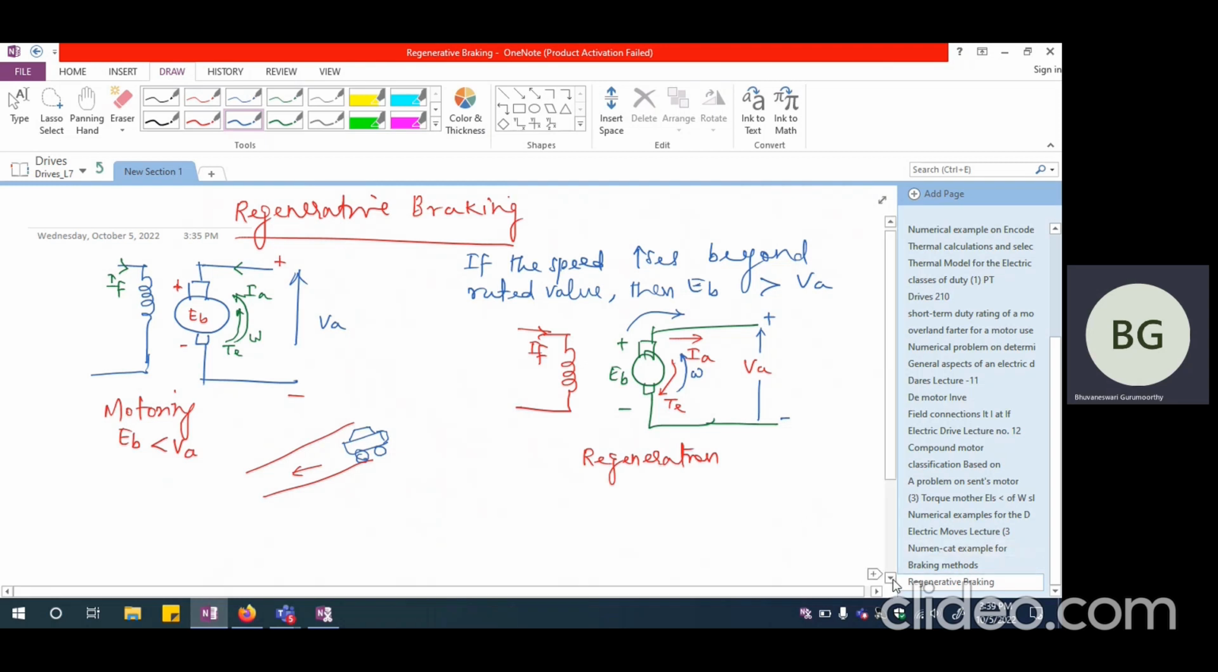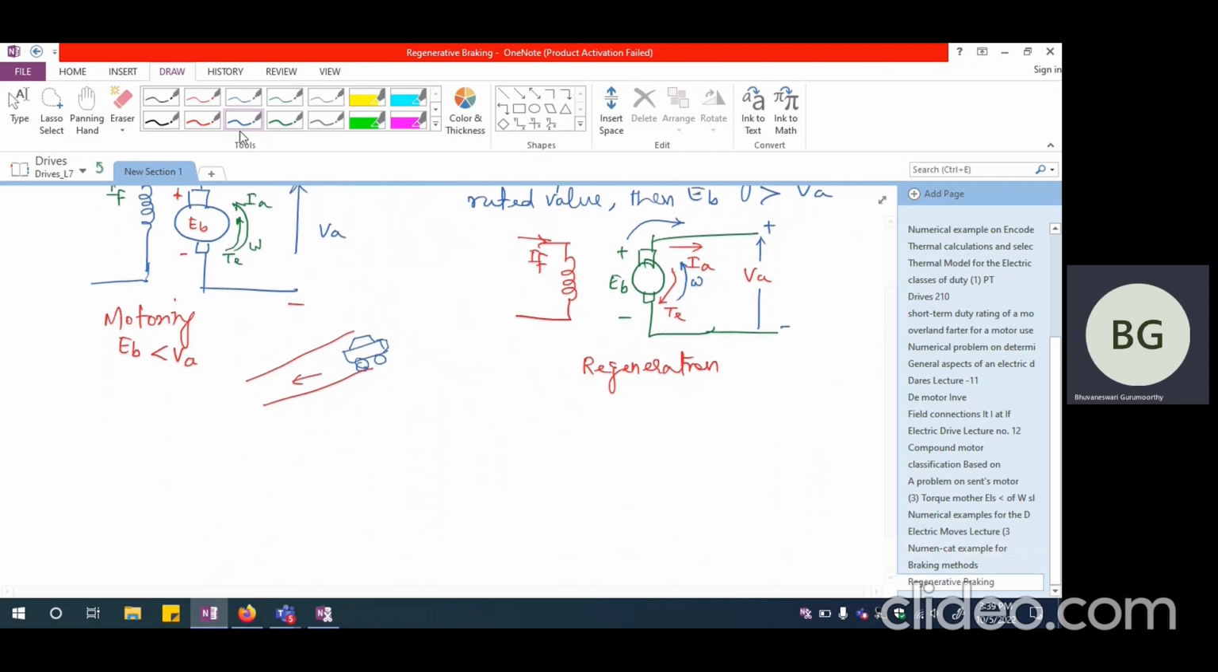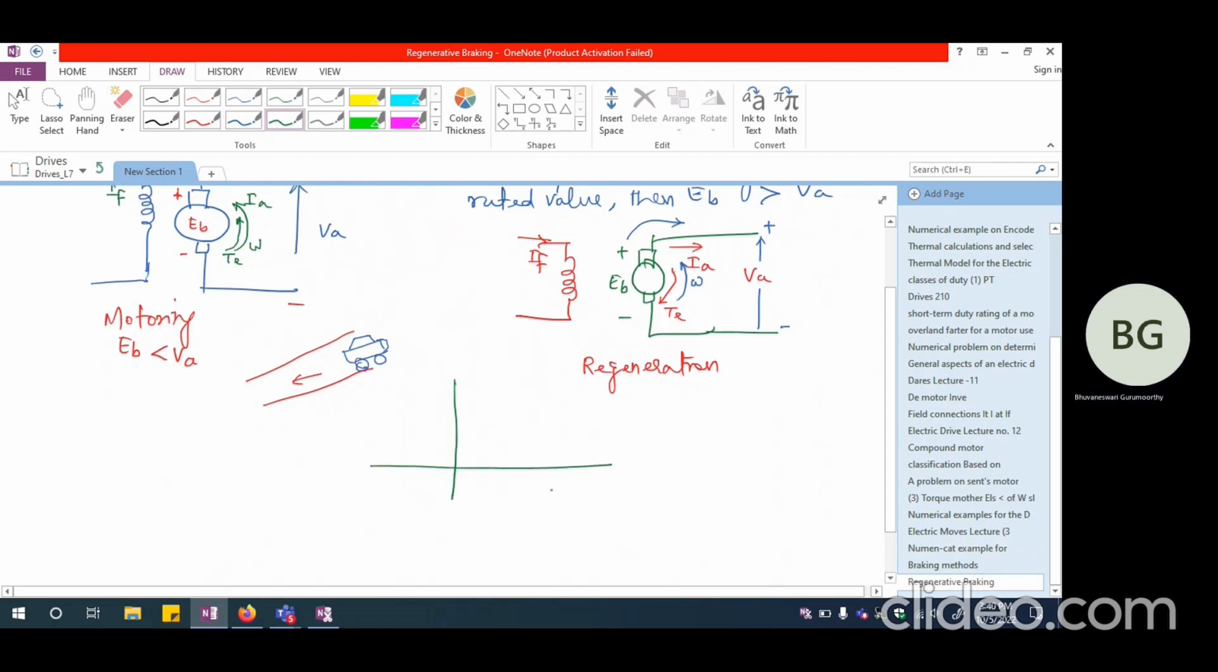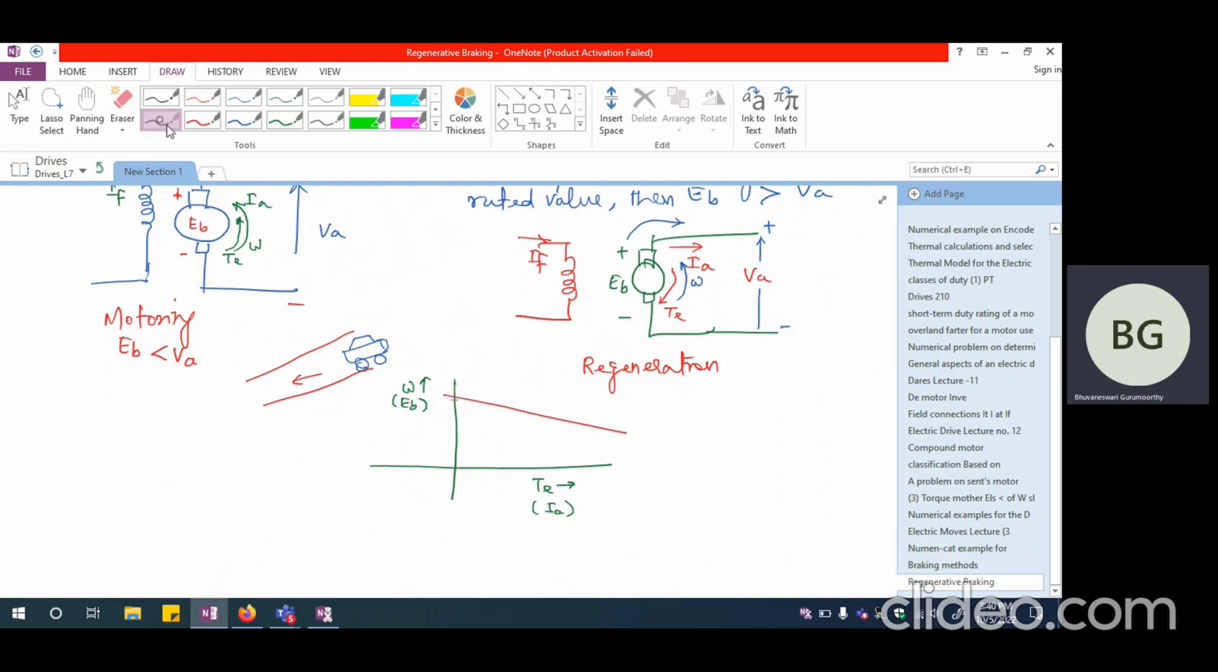So if I try to show exactly how the characteristics are going to be, let us say this is TE and this is omega, which is also indirectly back EMF, and TE is indirectly IA. So the normal operating condition probably is something like this. So probably here the motor is operating. This is the operating point, which is corresponding to some P.